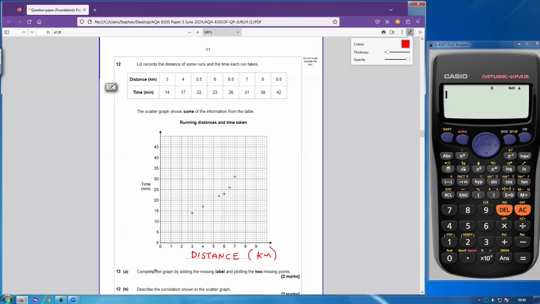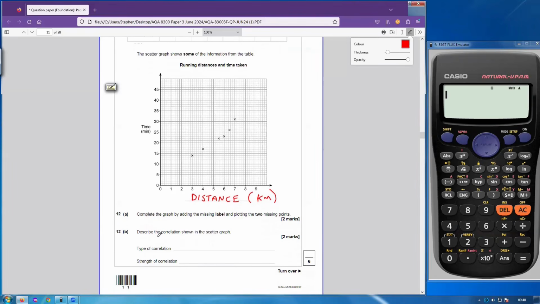And 12b, describe the correlation shown in the scatter graph. Type of correlation is positive. As the distance increases, the time increases. So it's going generally upwards like that. We would just call that positive. And I would say you could do a pretty good line through there. So I think that's going to be called strong. I mean, you can have a positive correlation which looks like sort of this. It's still positive, but it's a bit weaker.